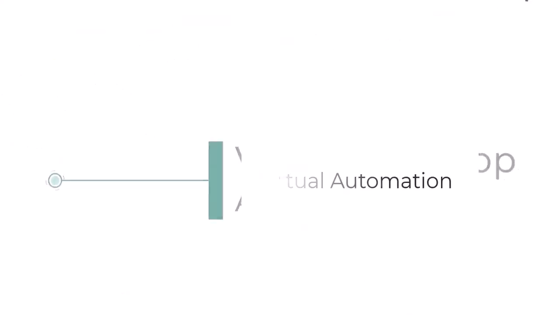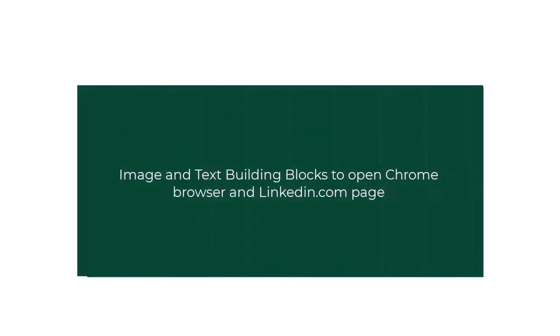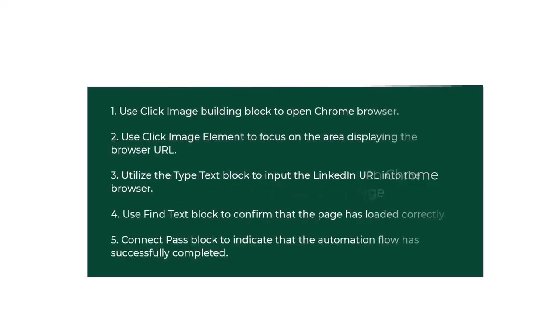Before we proceed further, let's understand the scenario overview that we will be following in today's tutorial. In this automation flow, we will be using the image and text building blocks to open the browser and open the LinkedIn.com website. At first, we will use the click image building block to click on the browser icon to open it. After this, we will use the click image element to focus on the area displaying the browser URL. Then, we will utilize the type text block to input the LinkedIn URL into the browser.